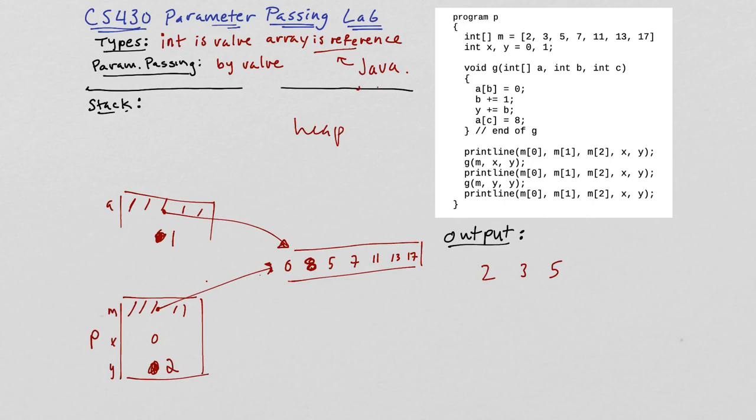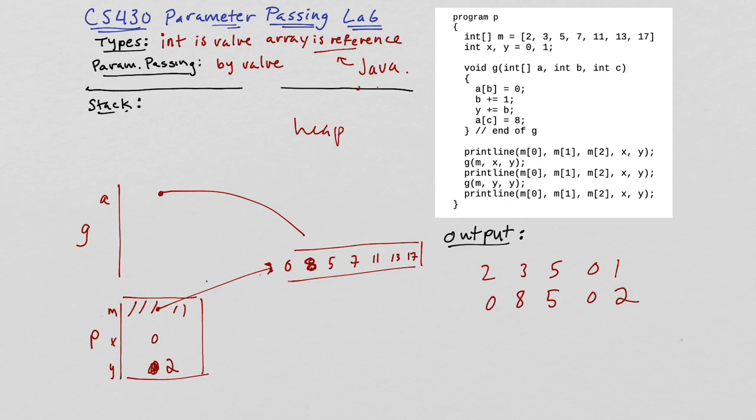And now we're going to print the... oh, I forgot to print x and y before. That should have been 0, 1. Now we're going to print the same thing, 0, 8, 5, 0, 2. And call g again. A gets passed the same value, and y is getting copied in twice for b and c.